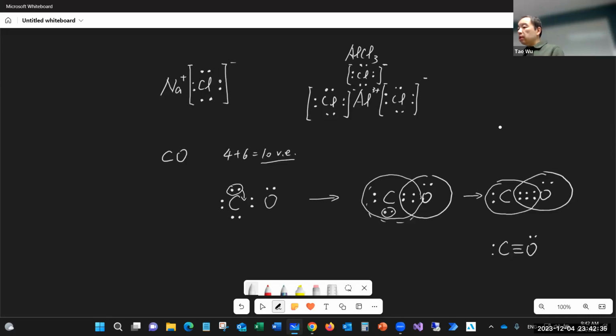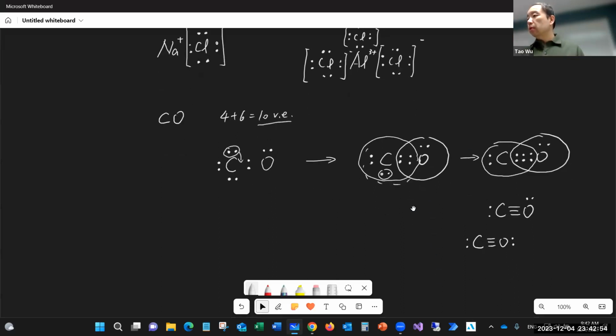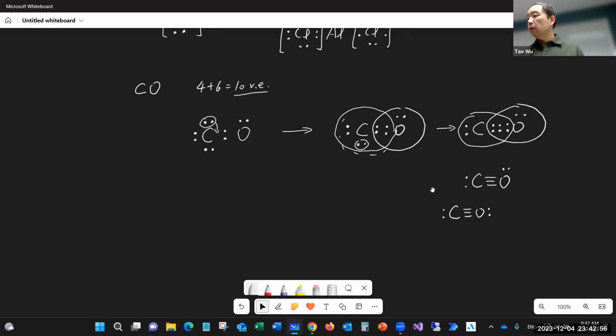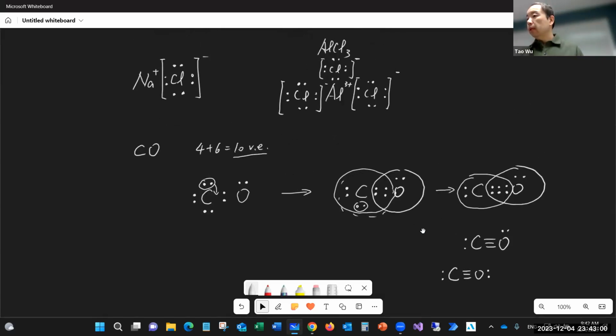Well, if you're asking, can I do something like that, putting the dots over there? Sure, that's exactly the same. Those are exactly the same. So it really doesn't matter which one is correct. Are you clear? Okay. So this is the Lewis structure for the molecular compounds that we're talking about.